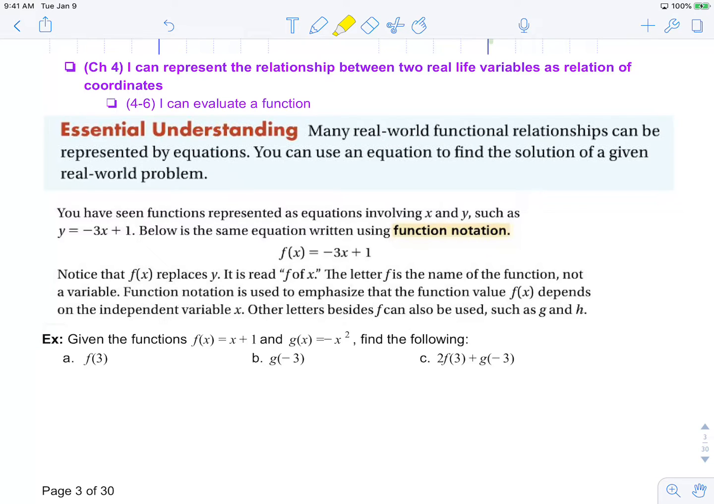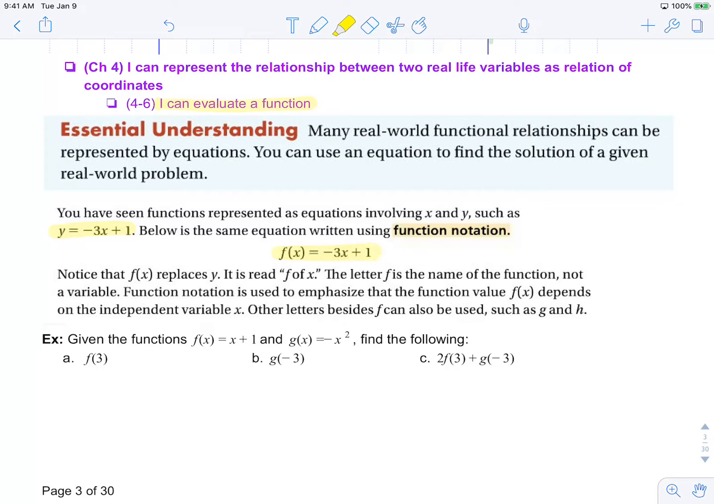Now we're about to practice evaluating functions. There are many real-world functional relationships that can be represented by equations, and we will practice some of those in upcoming examples and assignments. So far, we've mostly dealt with functions that represent x and y, like this example, y equals negative 3x plus 1. Below is the same equation written in function notation.